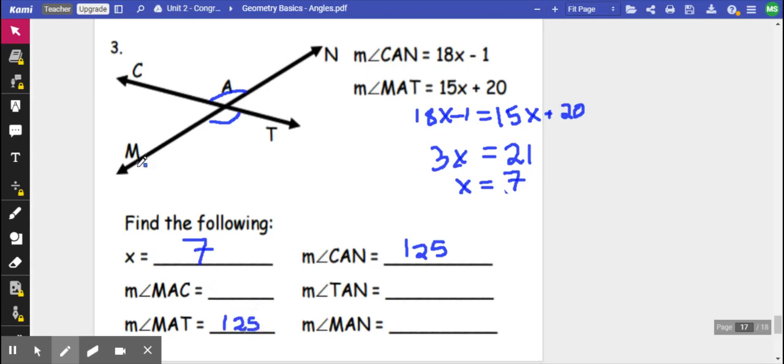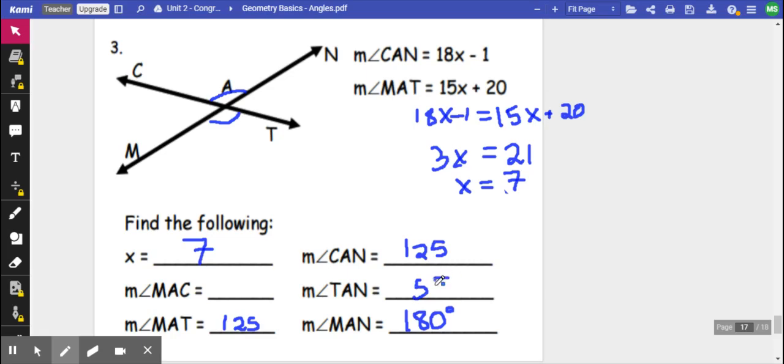And if we're looking for the two angles we are missing, angle MAN is just a straight line. So that's like before, 180 degrees. The two angles we now have missing, MAC and TAN, are both equal to each other. All we have to do to get the answer is 180 degrees, which is MAN, minus MAT or CAN. That difference is 55 degrees.